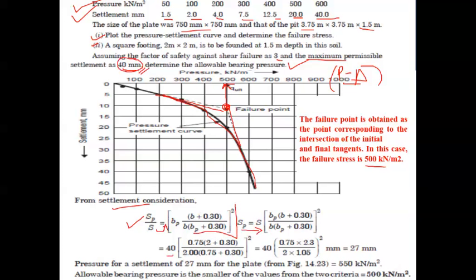40 into the remaining parameters. The width of the plate we are using is 750, as mentioned here, 750 by 750, so 0.75.